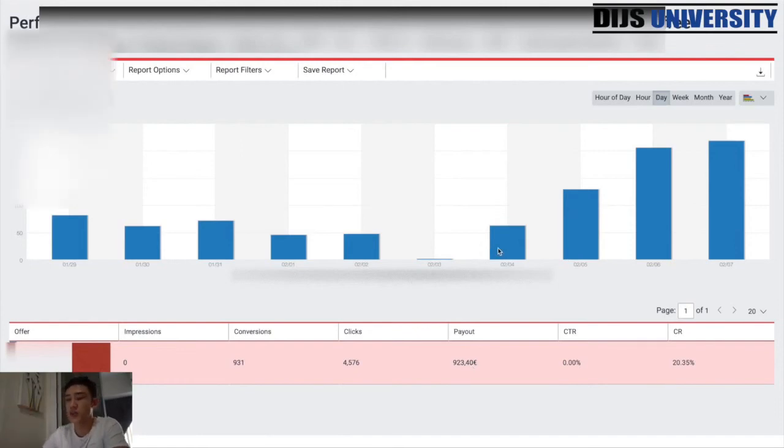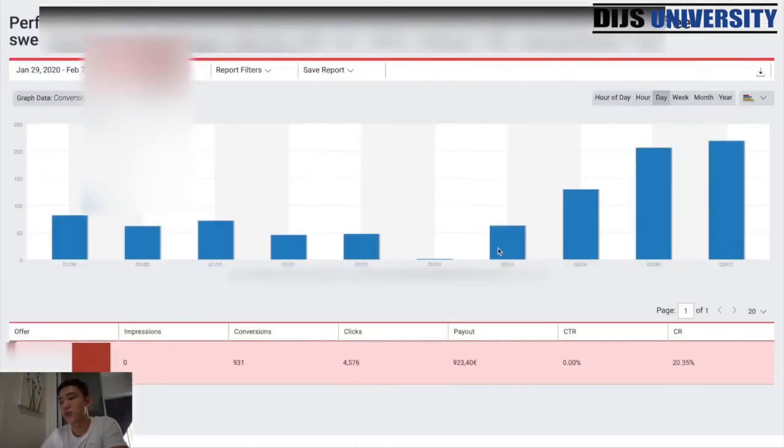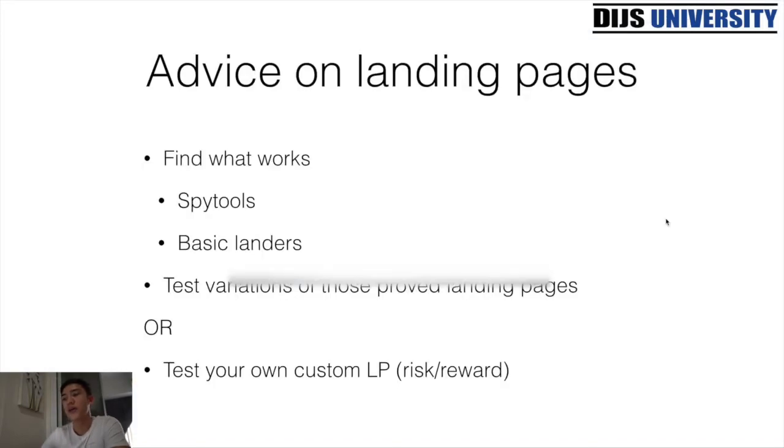Let's say I just roll with that short landing page. I could not run this campaign anymore, since then I would have a negative ROI. Only with that longer landing page, I'm able to now generate revenue in this way that I'm doing right now for this specific campaign in this specific geo, since I now have a landing page that converts well, okay? So my advice to you on landing pages is to find what works first.